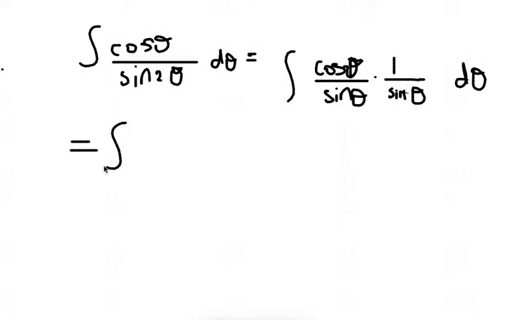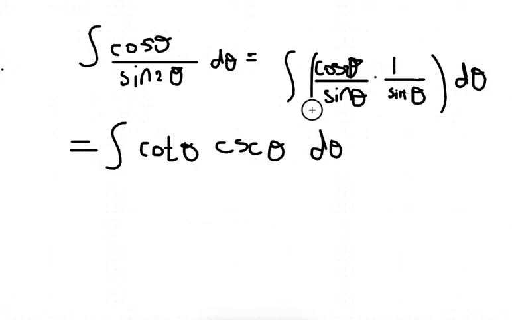So cos over sine is cotangent, just like sine over cos is tan. So this is the reciprocal. So cotangent of theta. And 1 over sine is cosecant. Cosecant theta d theta. You can put brackets around it if you'd like.